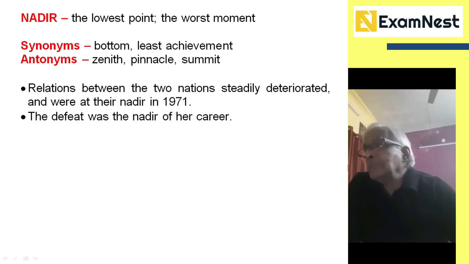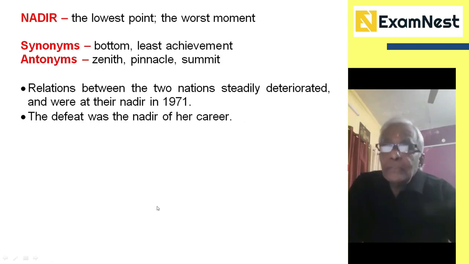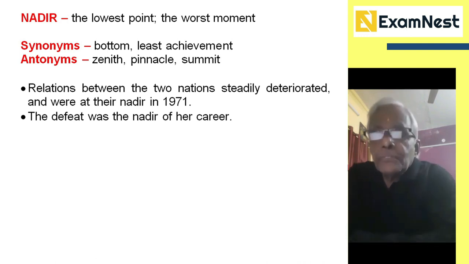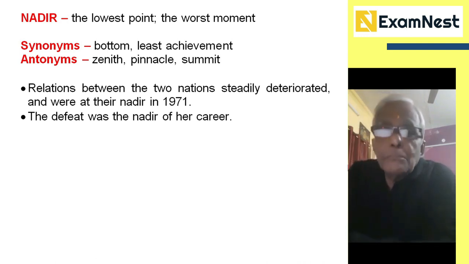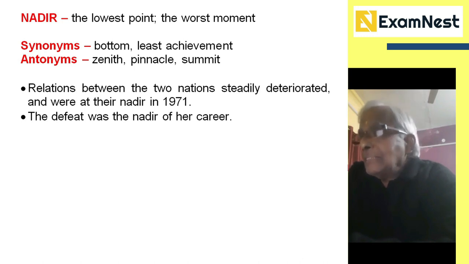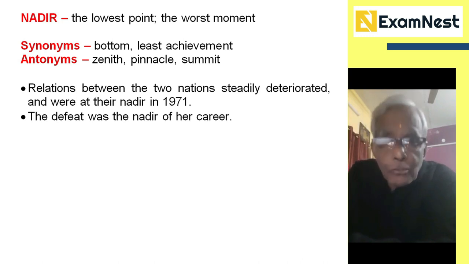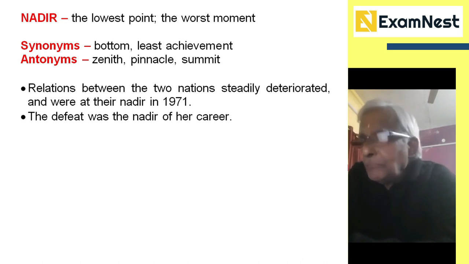Nadir. Nadir, the meaning is the lowest point. You say he was in the nadir of despair after he lost his job. That is the lowest or the most unsuccessful point in a situation. Nadir in astronomy, you see, has a different meaning.